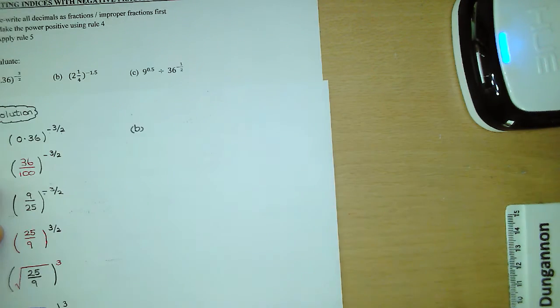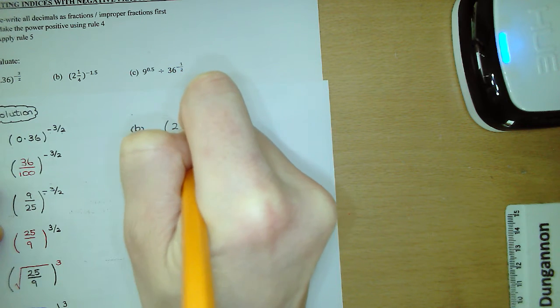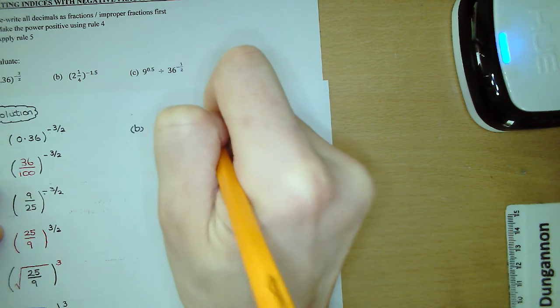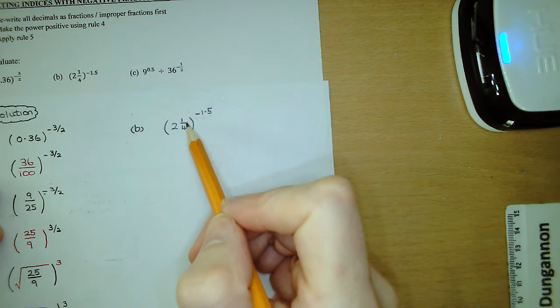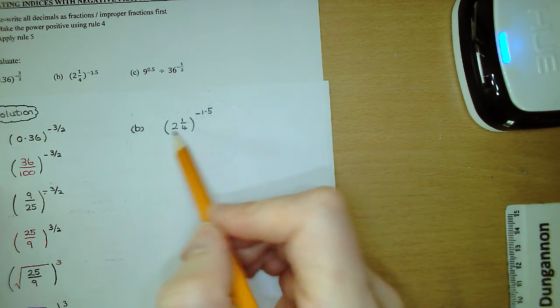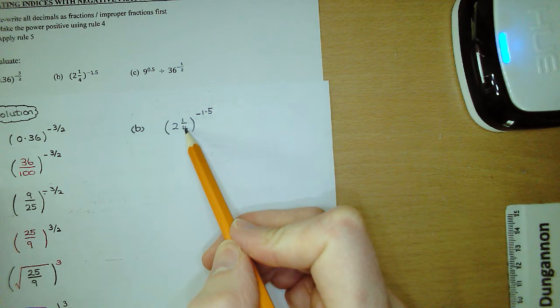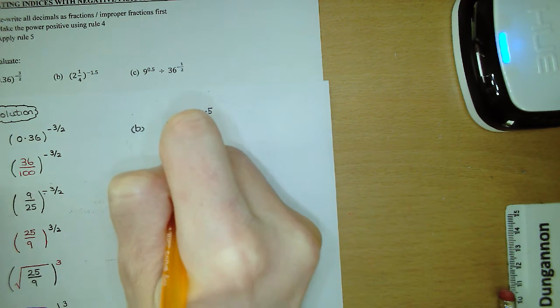So part B, we've got 2 1/4, and that is to the power of -1.5. Okay, first of all, let's look at the base. Is the base a fraction or an improper fraction? No, it's a mixed fraction. So let's turn it into an improper fraction. 4 2s are 8 and 1's 9, and put that over the original denominator. So we've now got 9/4.